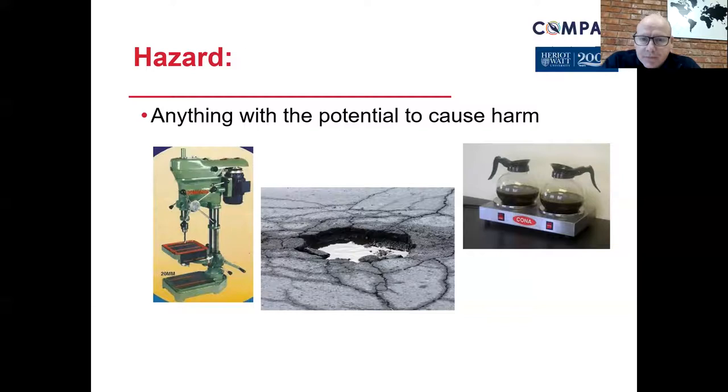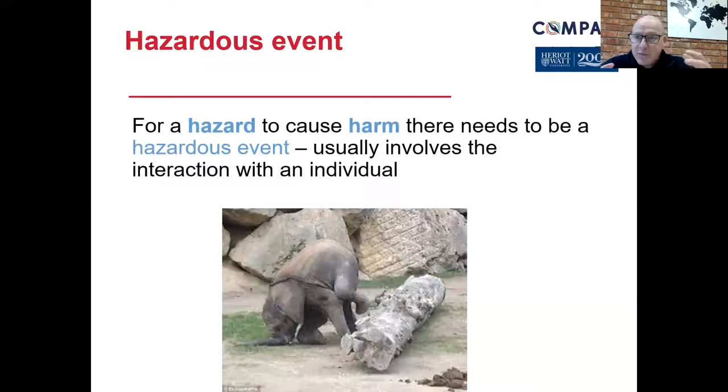The other aspect to it is the hazardous events, because we need both of them to come together. We need the hazard to be in place, but we also need that hazardous event whereby humans typically are involved in doing something. And as a result of that, it created the risk. So for a hazard to cause harm, there needs to be a hazardous event, usually involving the interaction with an individual.